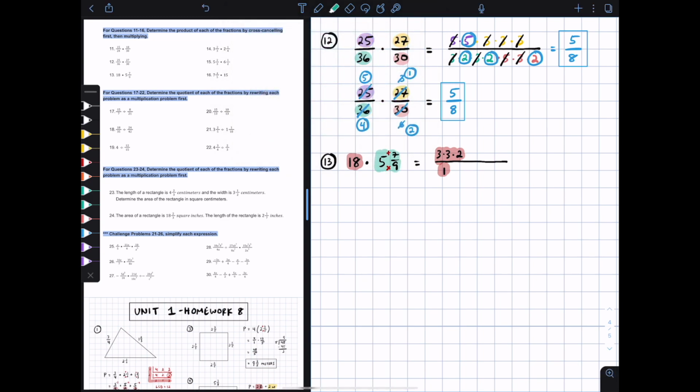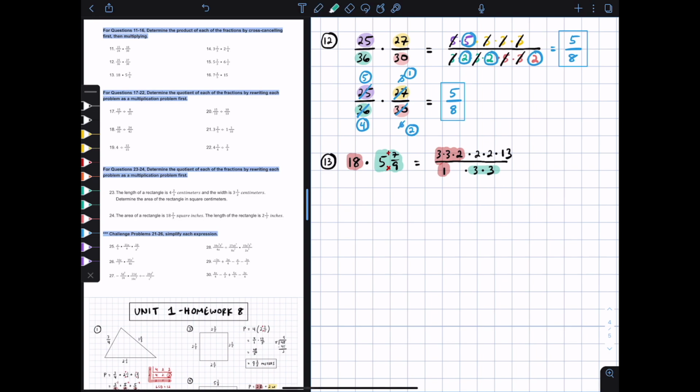For this 5 and 7/9, I think we said it was going to be 52 over 9. Well, the 9 on bottom is going to be 3 times 3. That's where the 9 is going to come into play. And then for the top, 52 divides by 2, so that's going to be 26. 26 divides by 2, which is 13.